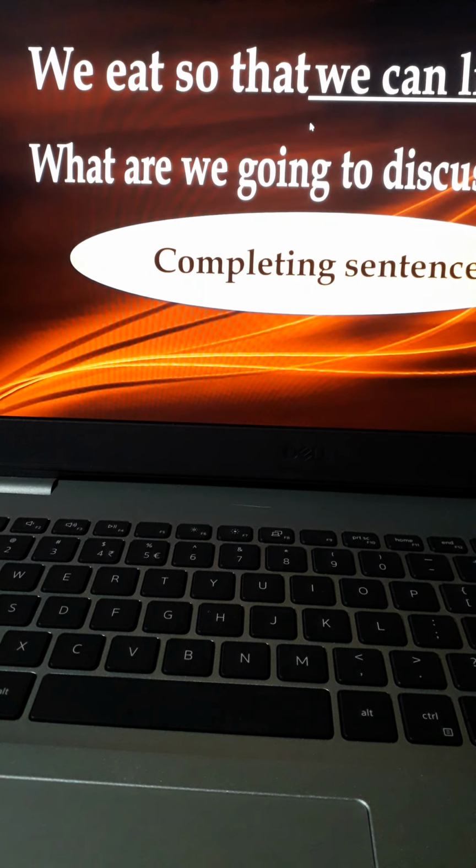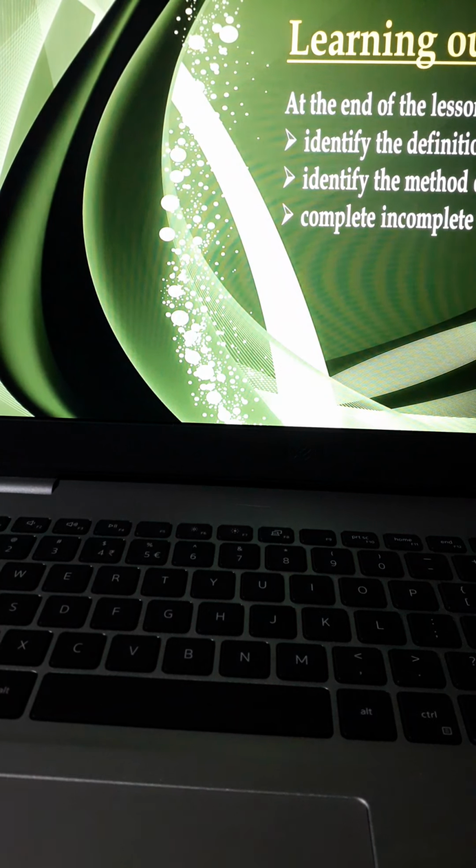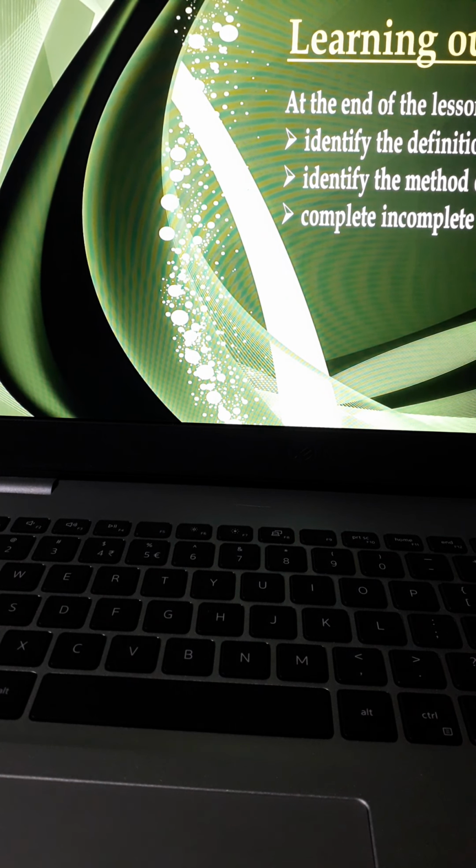Completing sentence. Learning outcomes. At the end of the lesson, we will be able to identify the definition of completing sentence, identify the method of completing sentence, and complete incomplete sentences.